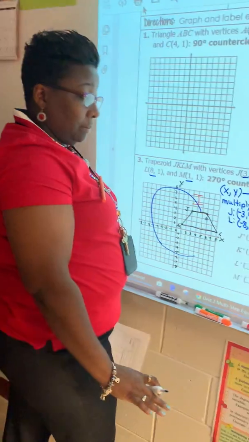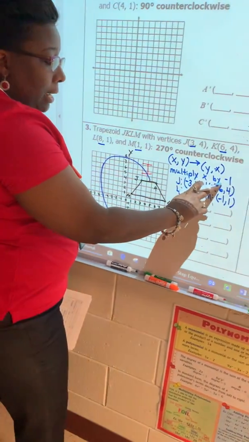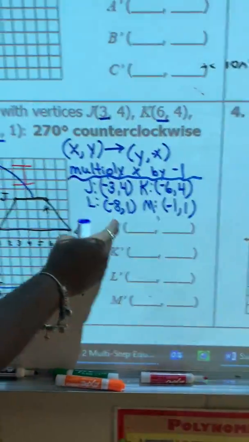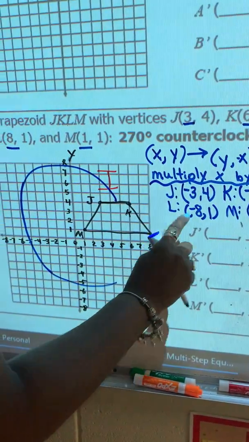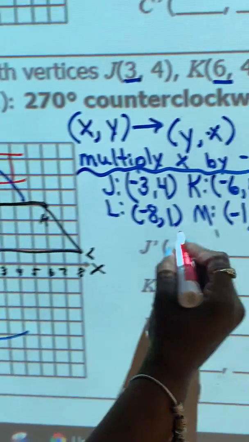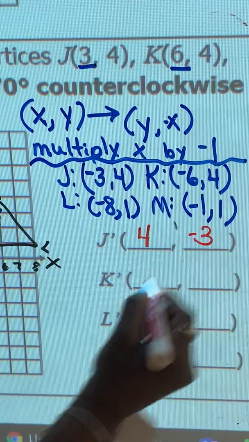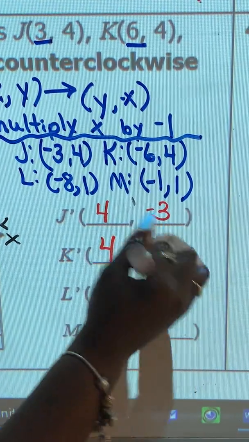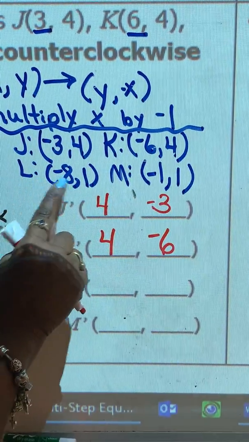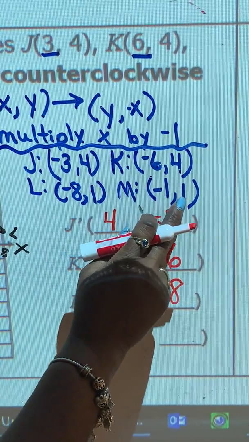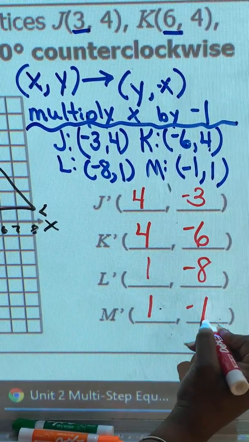But we're not done yet. Because once you multiply it by -1, you have to go back and then switch these up. So for my J prime, for the new image, is no longer -3, 4. It will become 4, -3. K would become 4, -6, because we're switching these. L would become 1, -8, and M would become 1, -1.